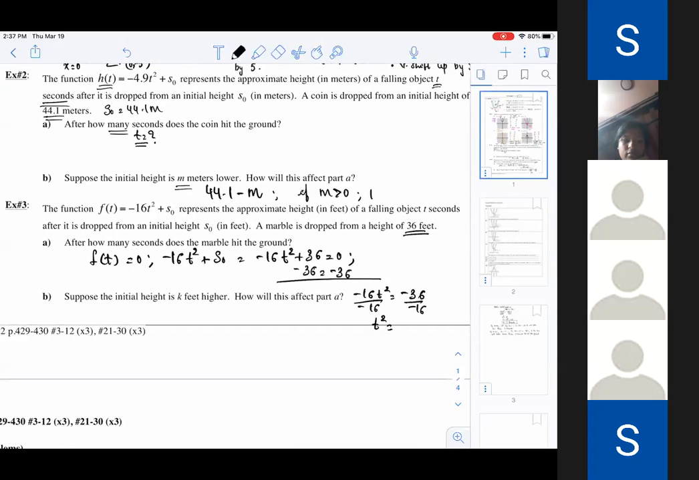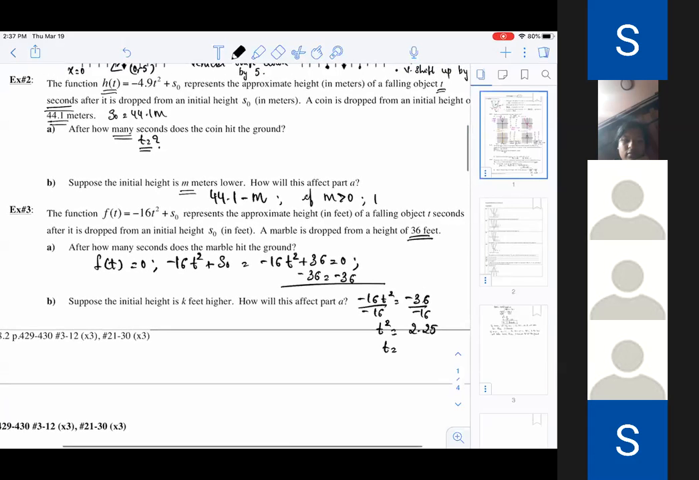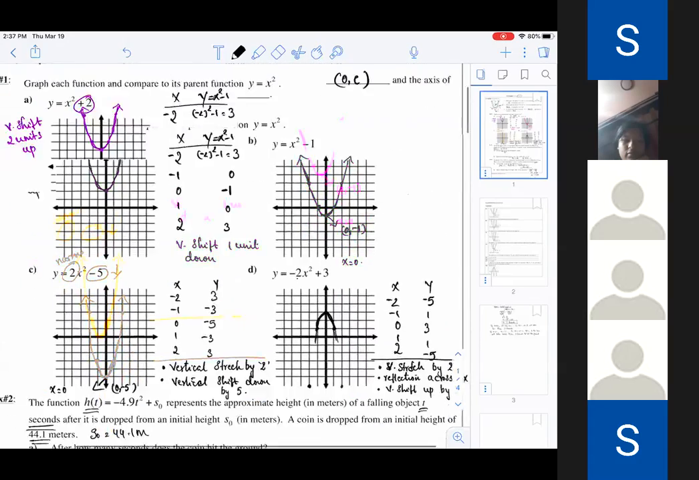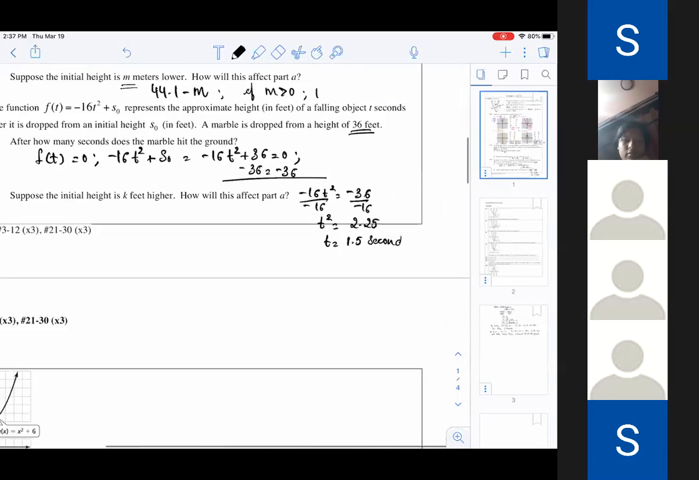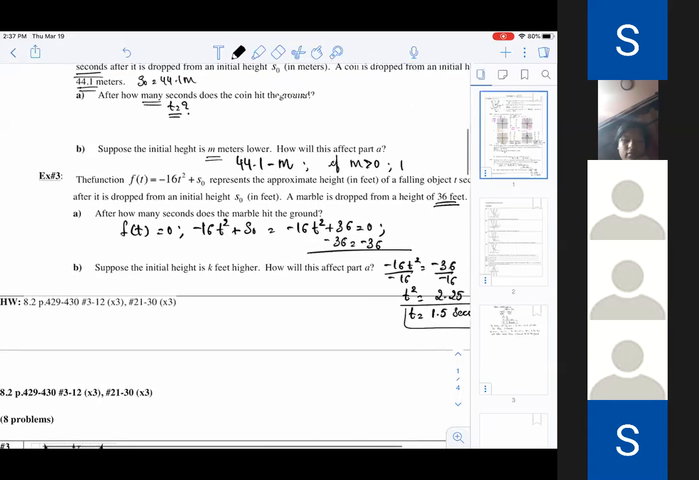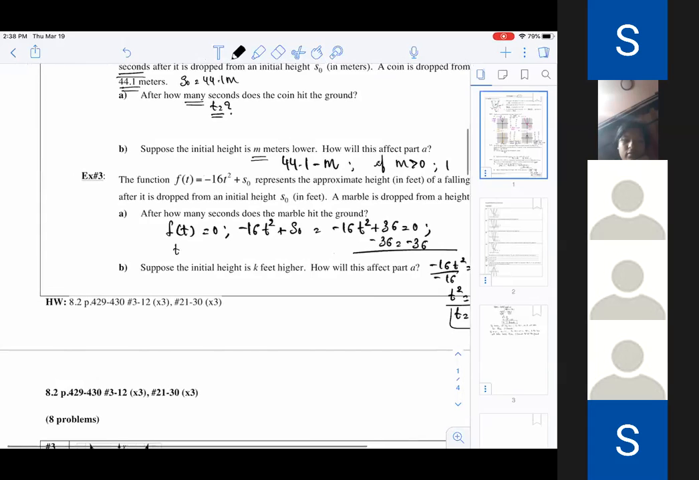2.25. So t is equal to the square root of 2.25, which is 1.5 seconds. That's correct. 1.5 seconds. So the answer to the first part is it will take 1.5 seconds.